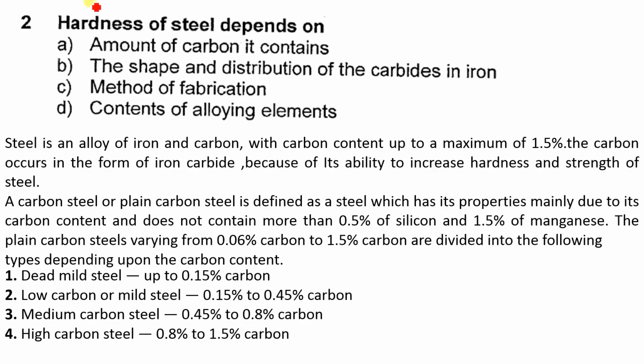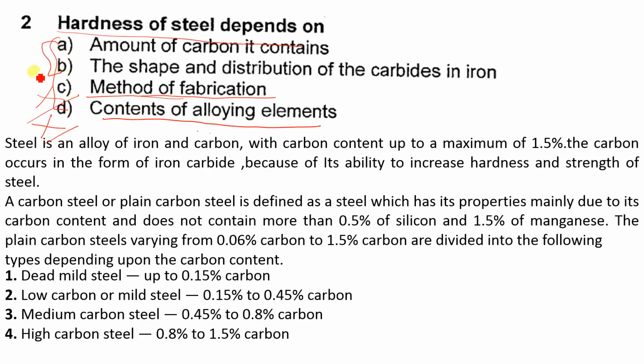Now next question. Hardness of steel depends on. There are four options. First we start with D, the contents of alloying elements. If we add alloying elements like chromium, vanadium, titanium, it increases toughness, corrosion resistance, etc. So it is not about this question and this option. Method of fabrication: welding, some other working, so it does not increase hardness.